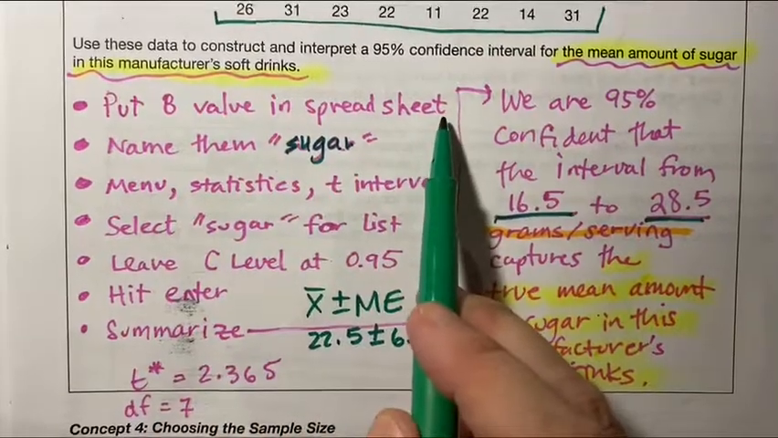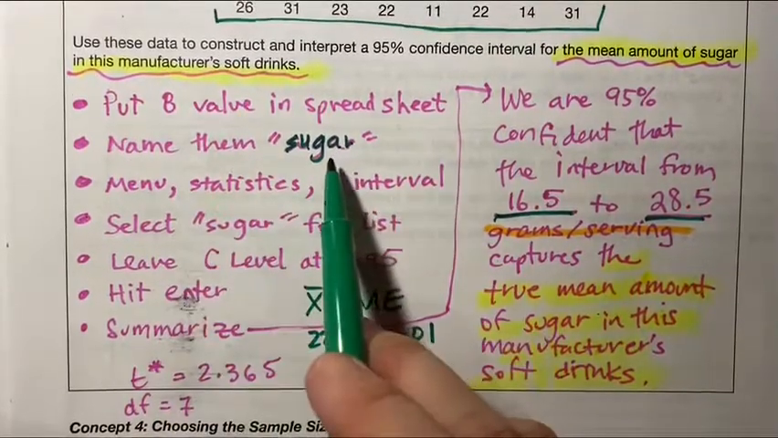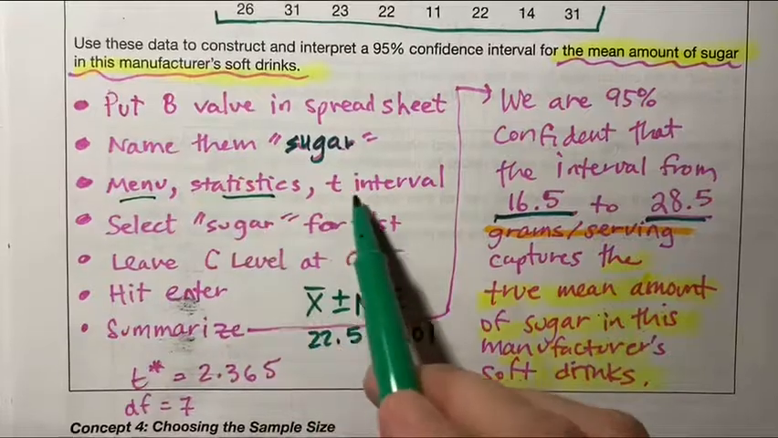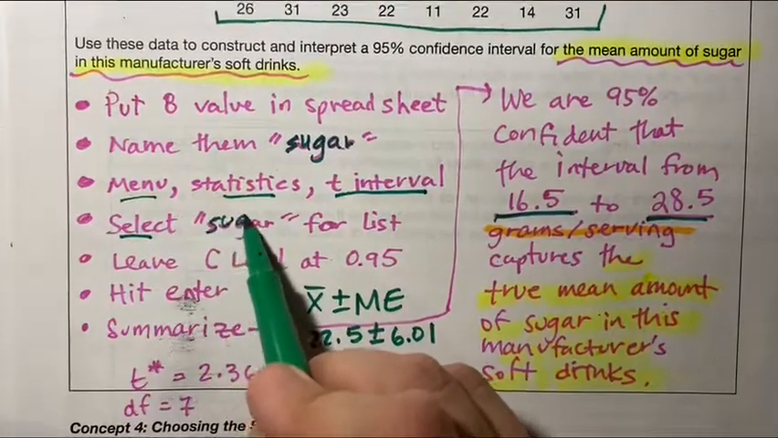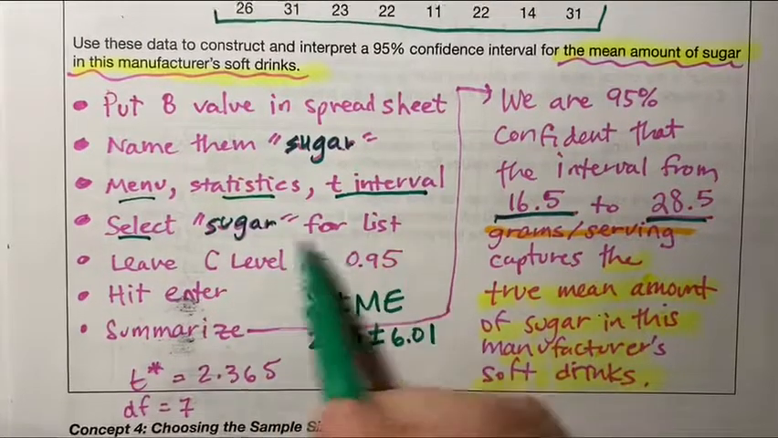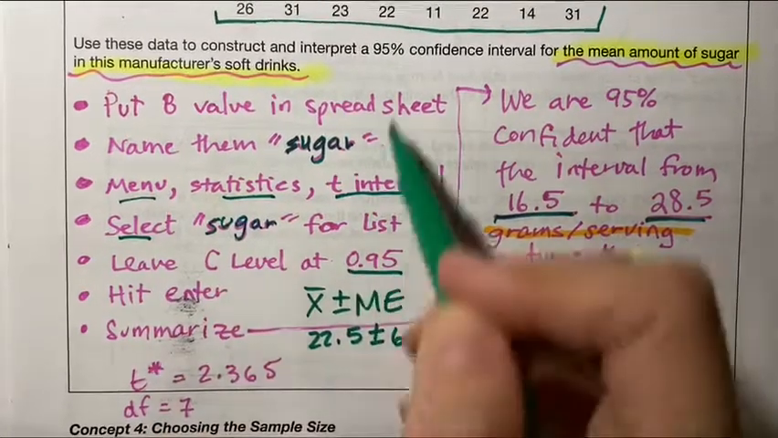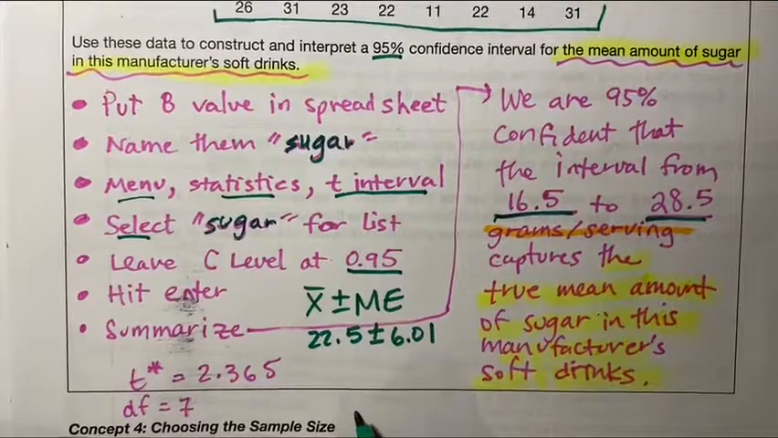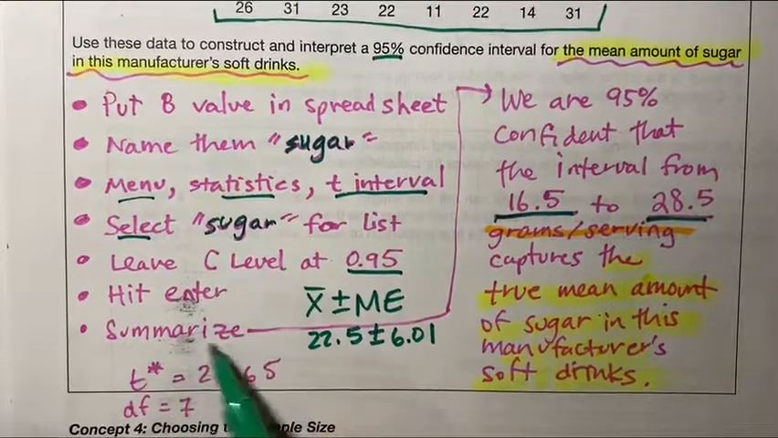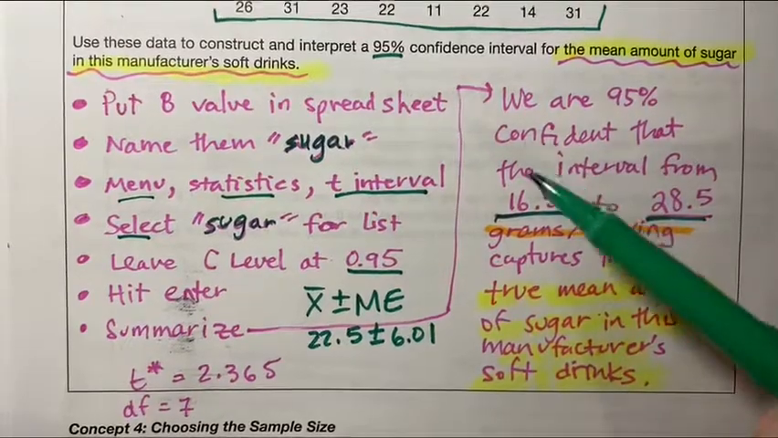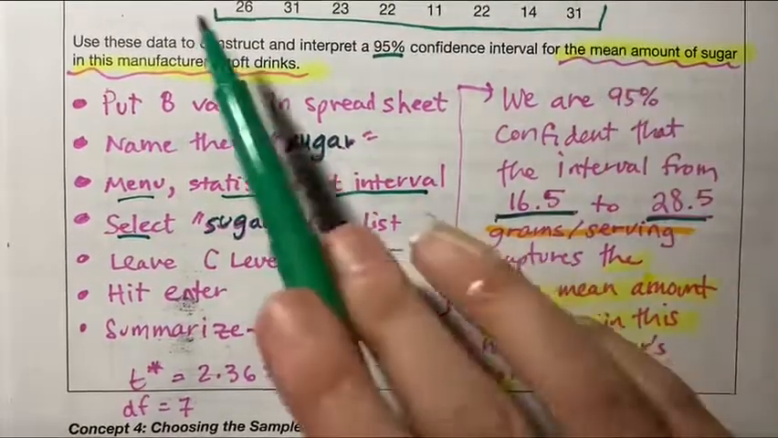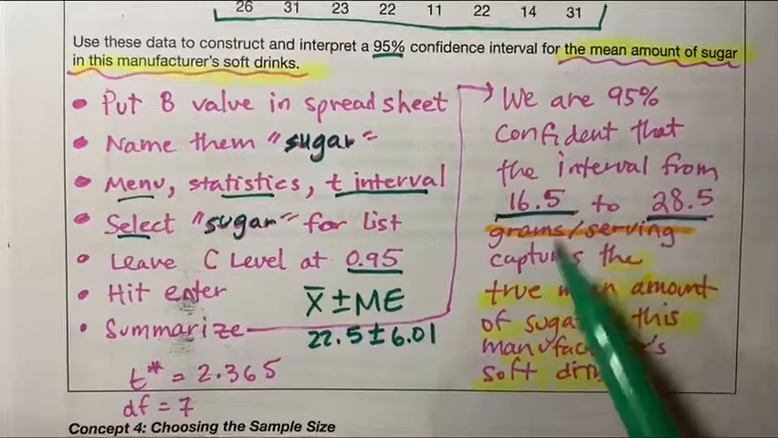You put the values in the spreadsheet, you name them sugar, hit menu, stats, and T interval. Then select whatever you named it, if you named it sugar, from the list. Make sure to leave the confidence level at 95 and hit enter. Then summarize. So this would not give you full credit, but this question I was specifically seeing, could you manually enter these and find a T interval?